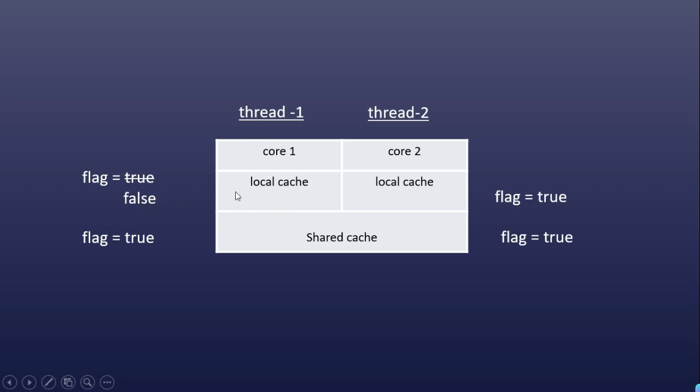That change has happened in the local cache. The change which has happened in the local cache of thread 1 will not be visible to the local cache of thread 2, and here the value is still true and our while loop is still running infinitely. So the changed value is not visible here, and that is why this problem is called the visibility problem. Now we will see how we can solve it.